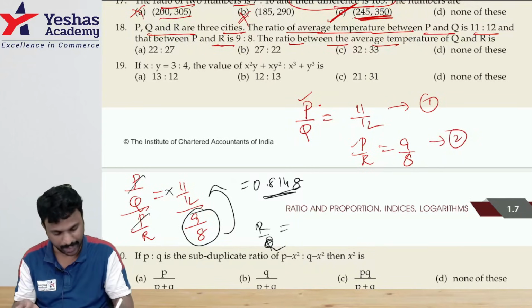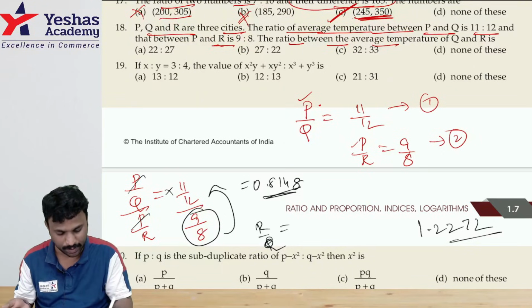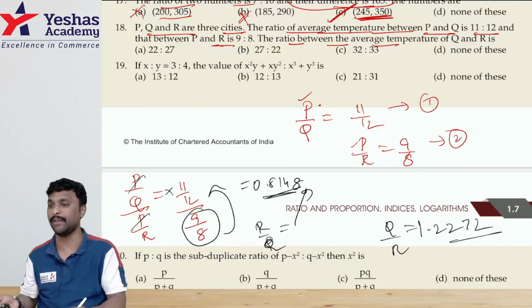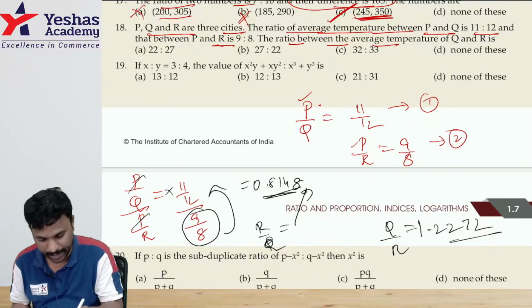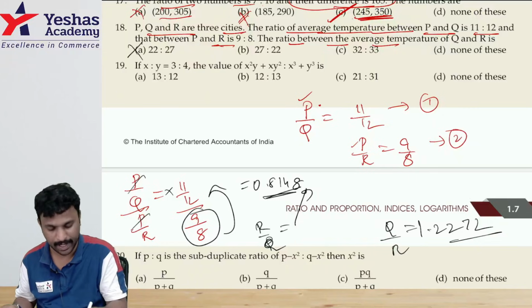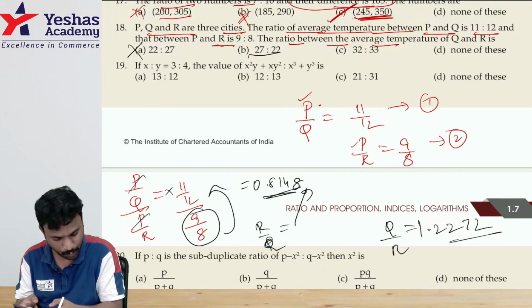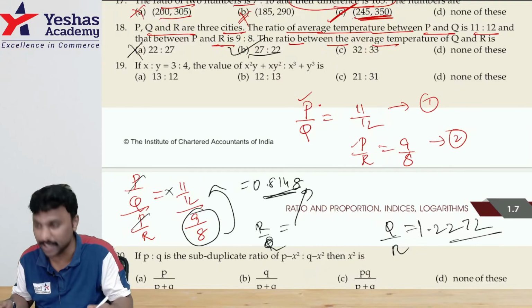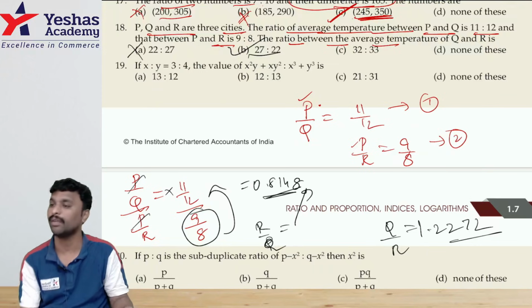Divide, you get 1.2272. So this is Q by R, because R by Q is 0.8148. Q by R, if you want, you have to take the reciprocal of it. Definitely the first option is less than 1. The second option we shall check, 27 by 22. That fetches you 1.2272. That means option B itself is the right answer. Have you all understood? Right?